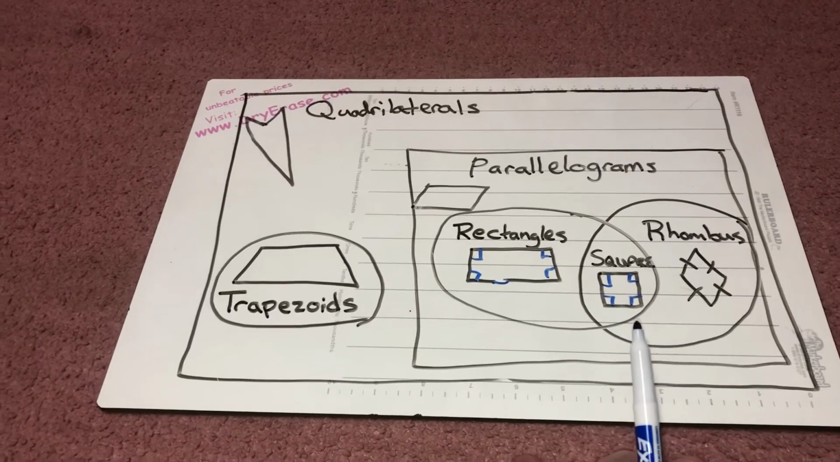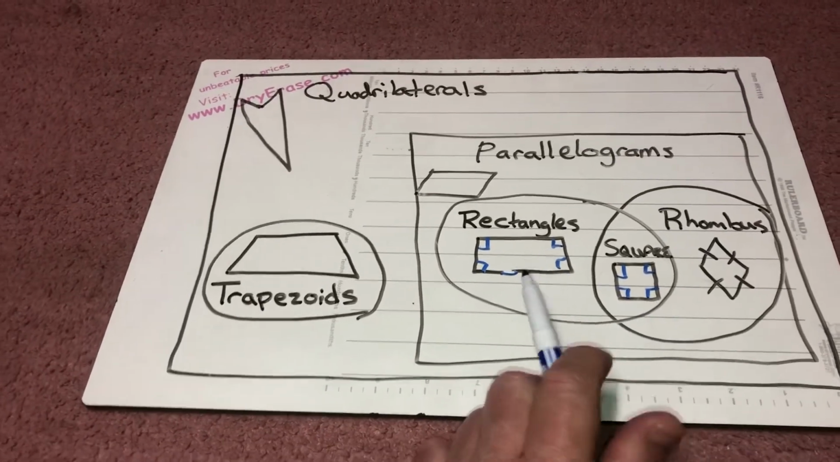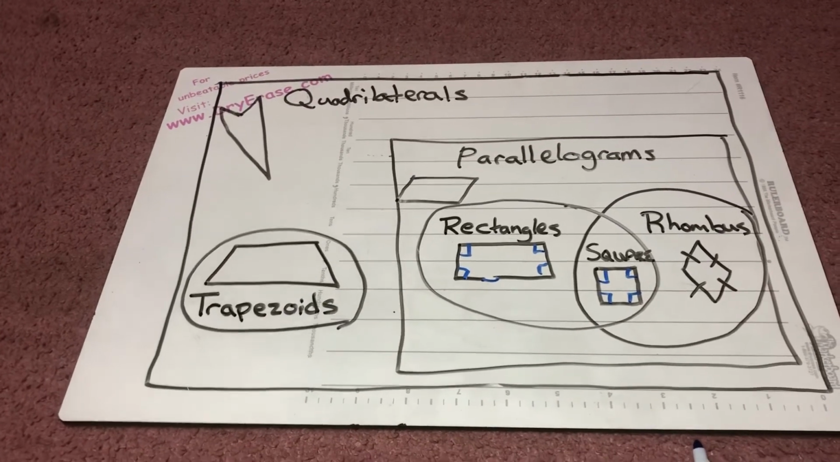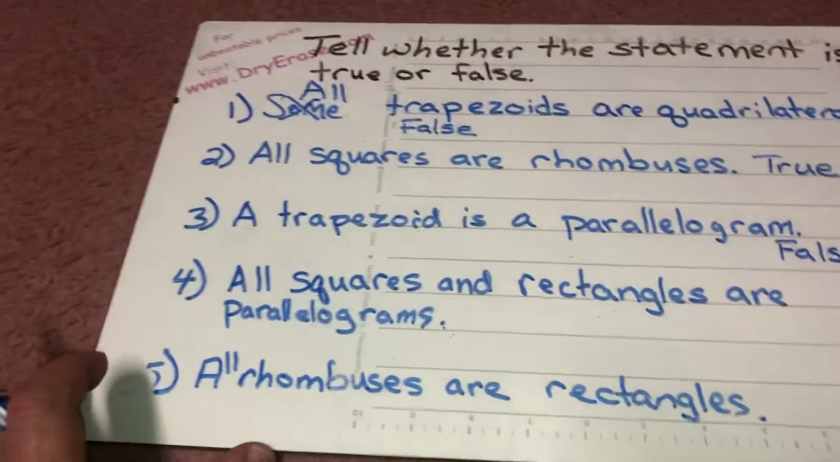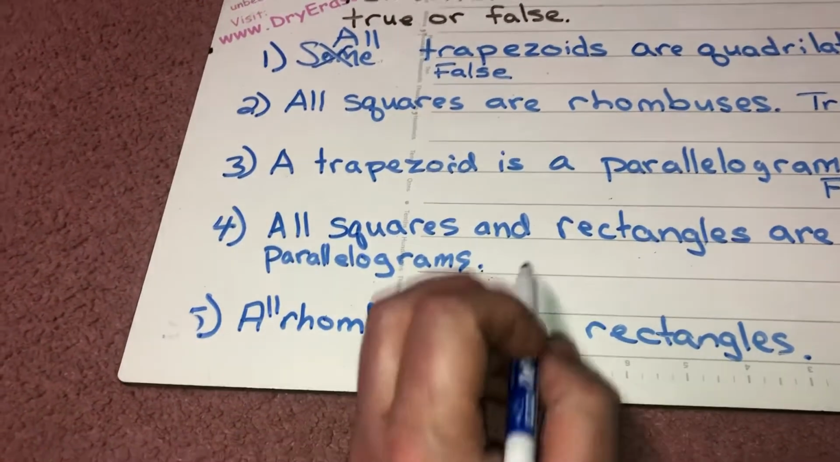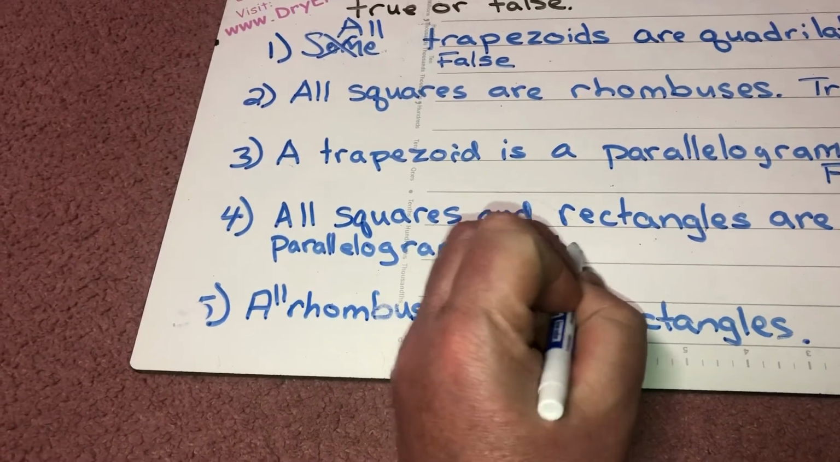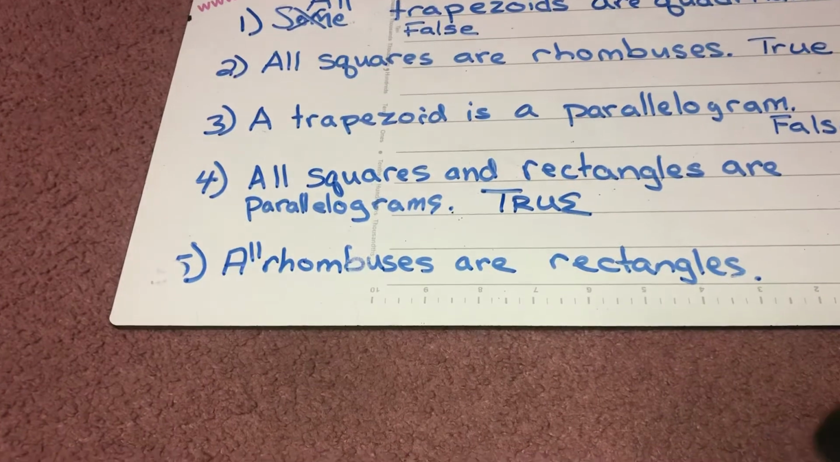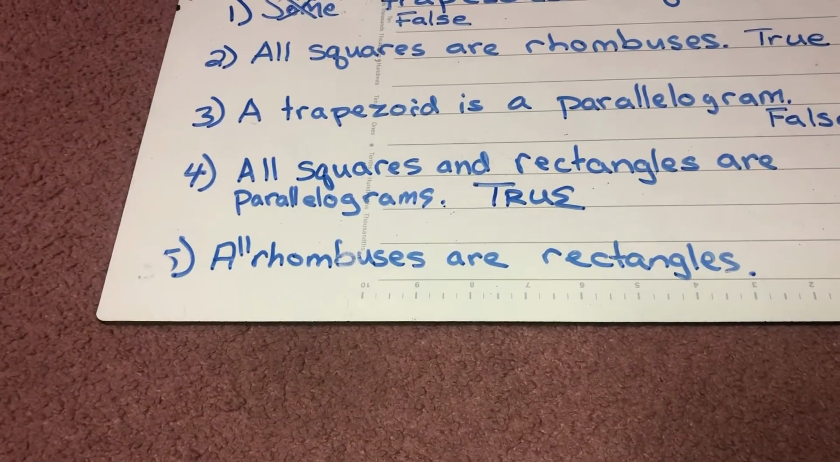So a square has 2 sets of parallel sides. A rectangle has 2 sets of parallel sides. Thus, they are both parallelograms. So when I look at number 4, and it says all squares and rectangles are parallelograms, that is absolutely 100% true. Number 5, all rhombuses are rectangles.